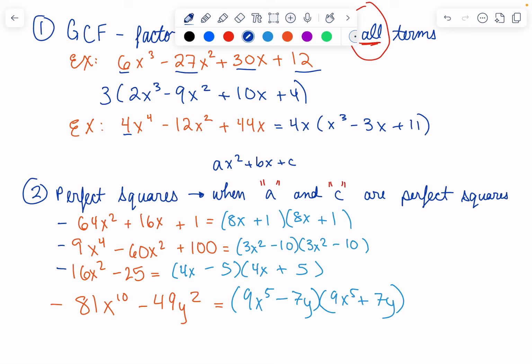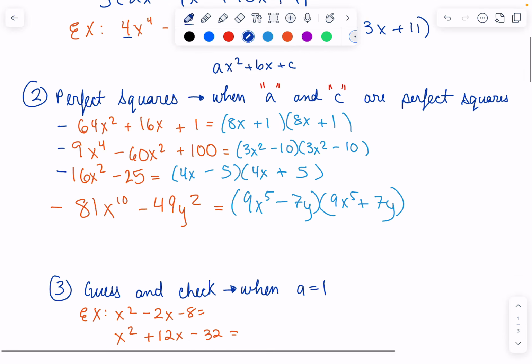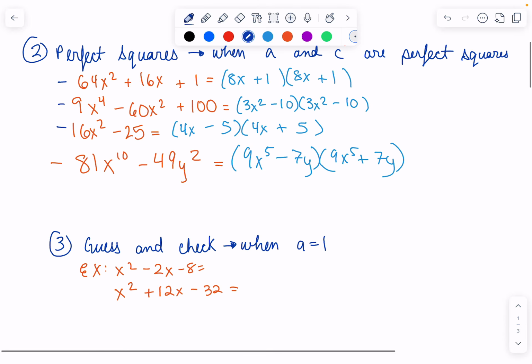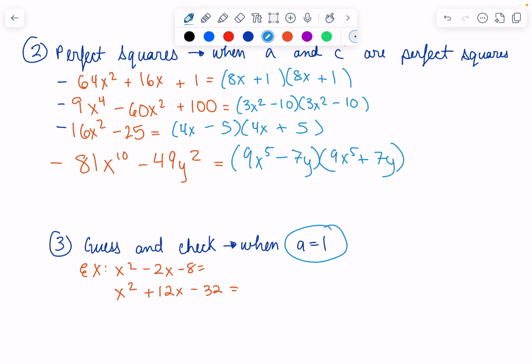So first you check for a greatest common factor, then you check to see if a and c are perfect squares. If they're not, we move on to the next method, which is guess and check. This method you only want to use when the a value is 1. You can guess and check when the a value is not 1, but it's not always the most efficient method. So if you look at this first example, here it's just x squared, which means my a value is 1.